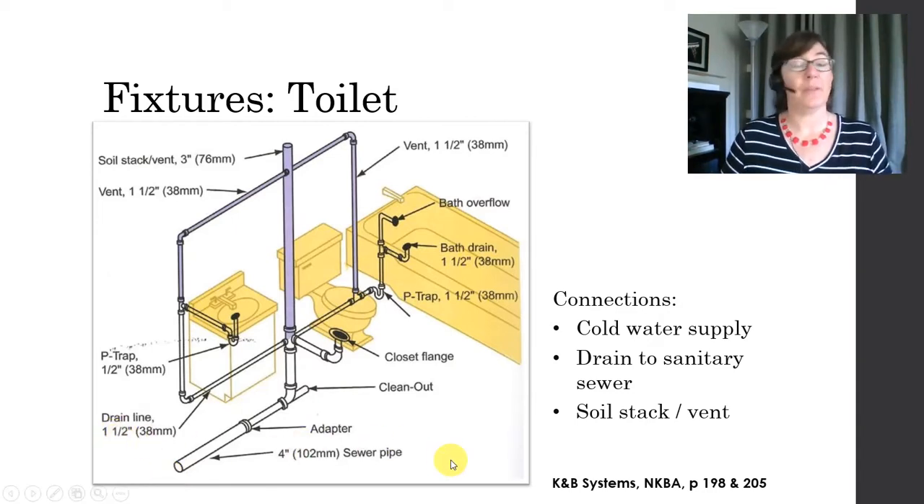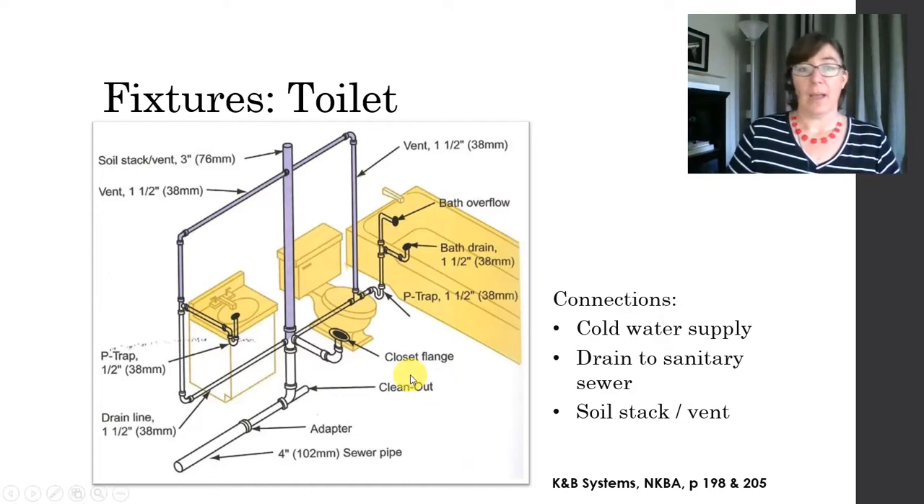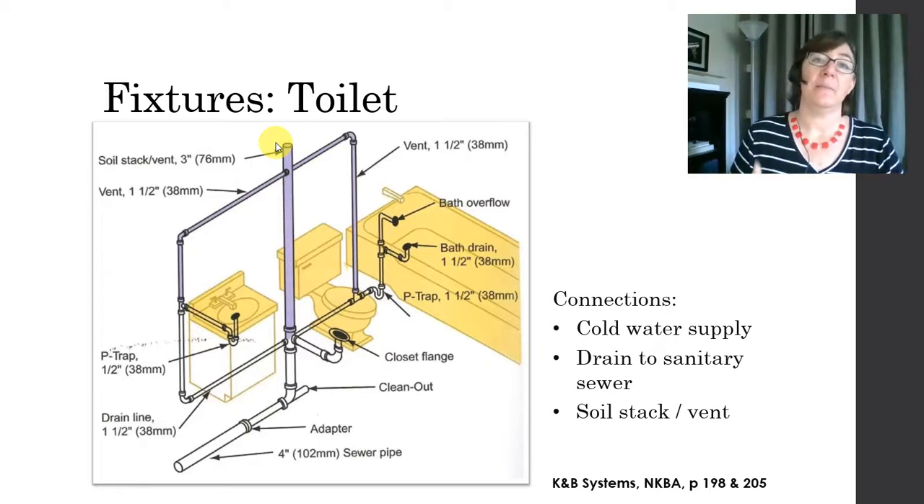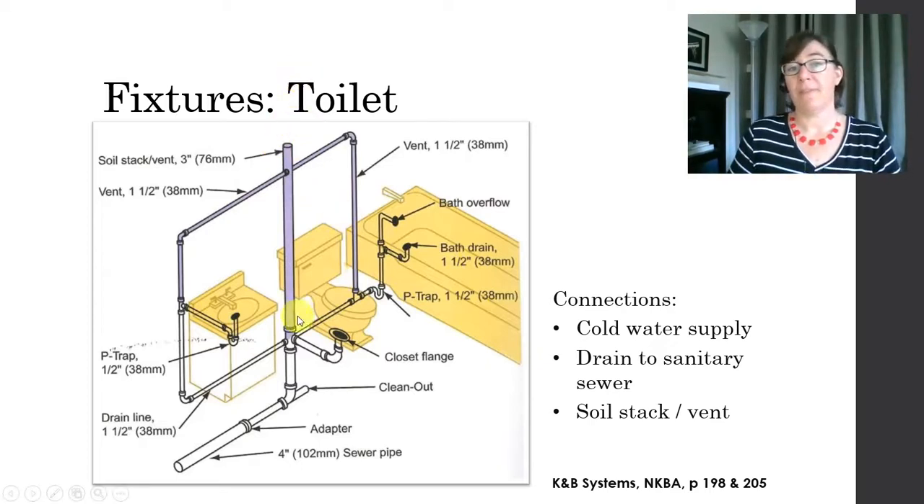So here's a picture from your systems textbook showing a typical bathroom setup. So here's our toilet here. It's going to drain out the bottom, come on out, and then the water is going to continue to drain out to the sewer and then out to the street. But there's also a pipe that goes up through the roof, and that will vent any gases that build up in these fixtures. And the vent can be shared between multiple fixtures.